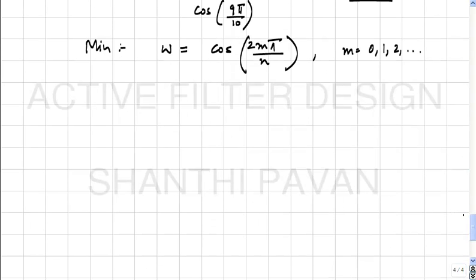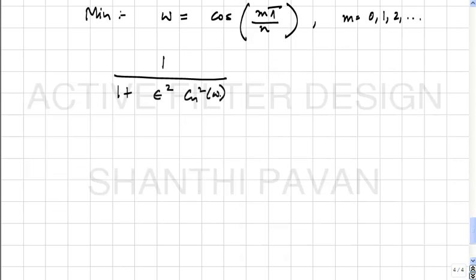What happens when, actually it is m pi, isn't it? It is m pi only. Why 2 m pi? As epsilon increases, what happens to the passband ripple?